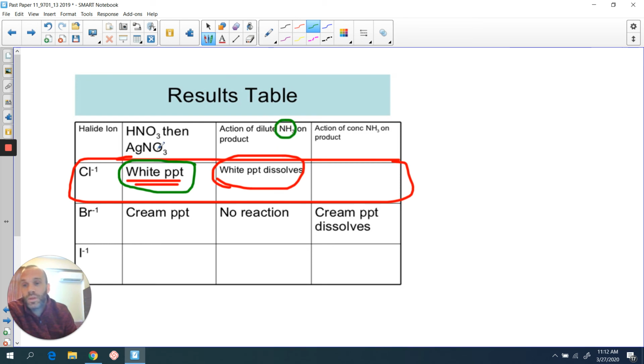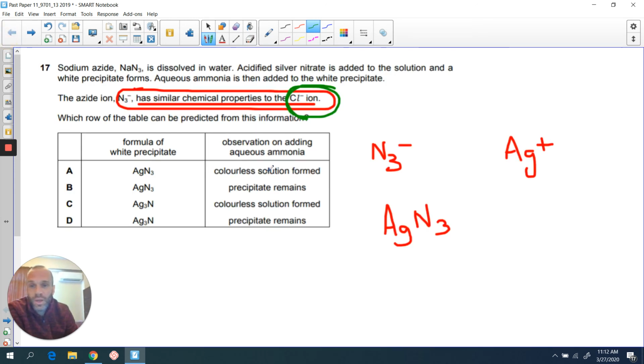Well, in the case of silver chloride, that white precipitate is going to dissolve. And the question has told us that it would be the same for the azide ion. So if the white precipitate dissolves, then we're talking about having a colorless solution formed. So the answer here would have been A, and it's basically because this ion behaves in the exact same way as the chloride ion does.